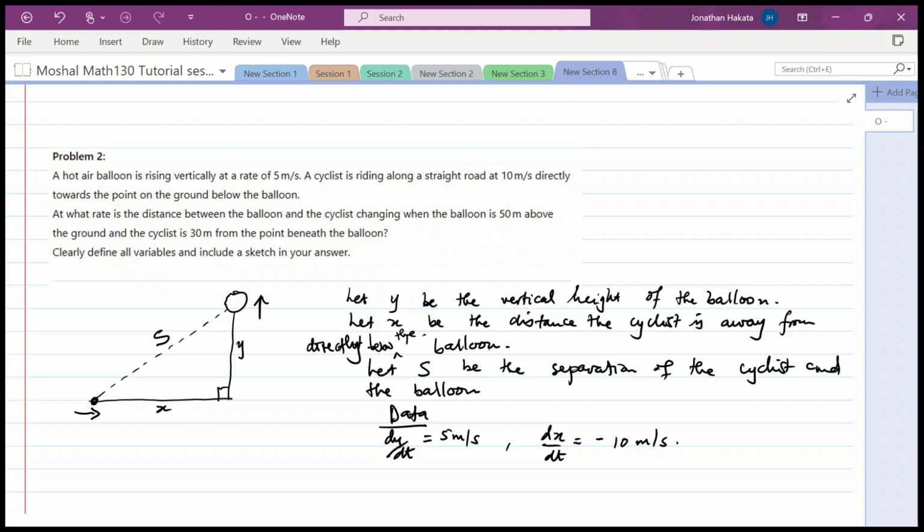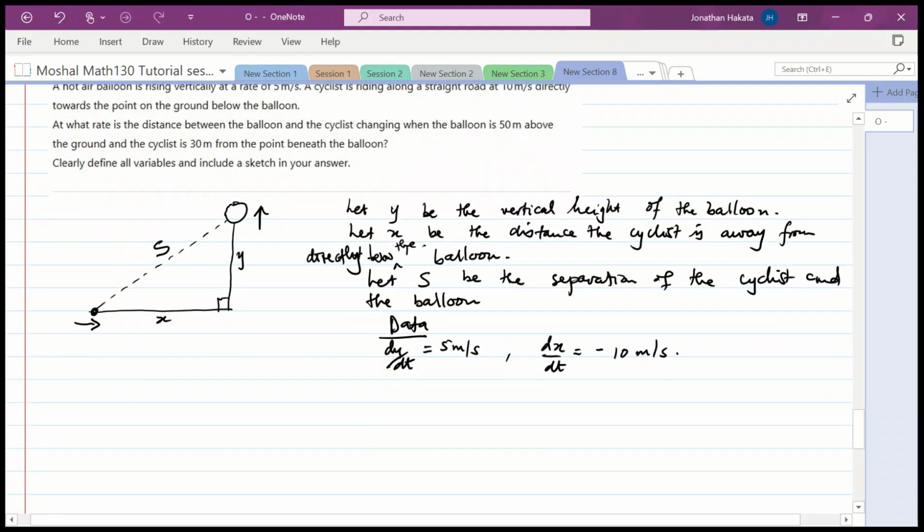And what else are we given? We are asked to find, at the instant when y is equal to 50 meters, the balloon height, at the same time when the cyclist is 30 meters away, at what rate the distance between the balloon and the cyclist is changing. So the question wants us to find ds/dt.